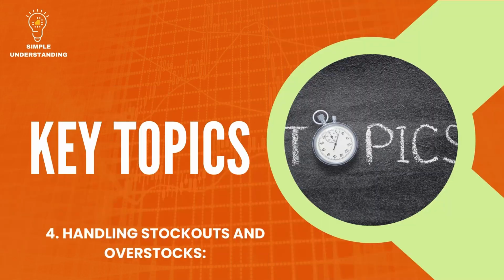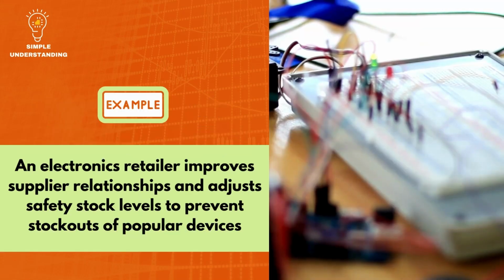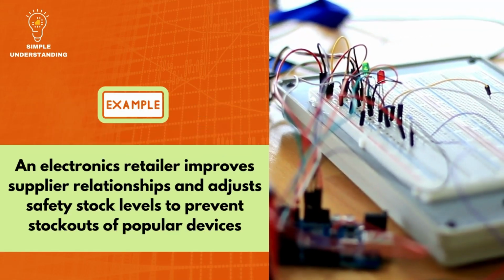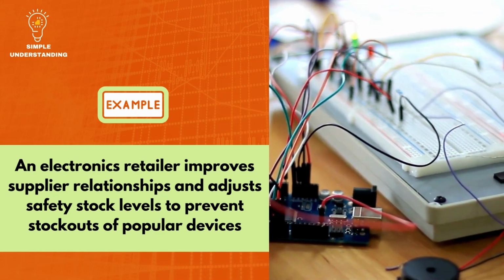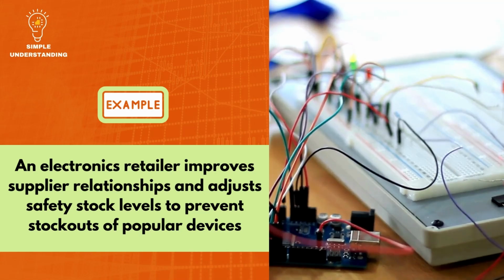Handling stockouts and overstocks. A. Stockout prevention implements strategies to avoid stockouts, such as increasing safety stock or improving supplier lead times. Example: an electronics retailer improves supplier relationships and adjusts safety stock levels to prevent stockouts of popular devices.